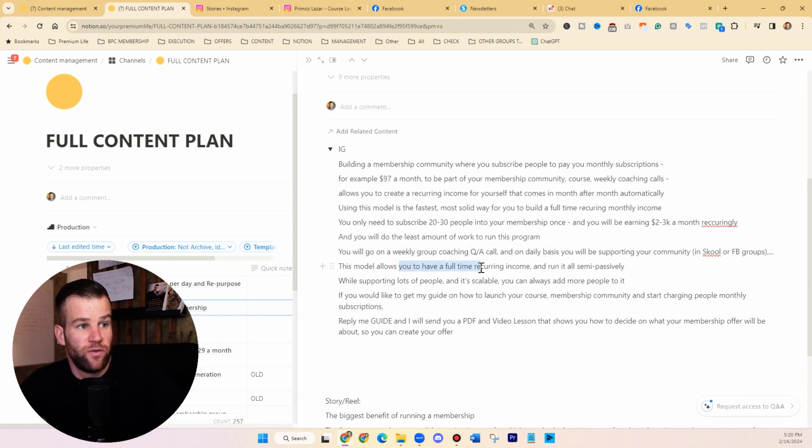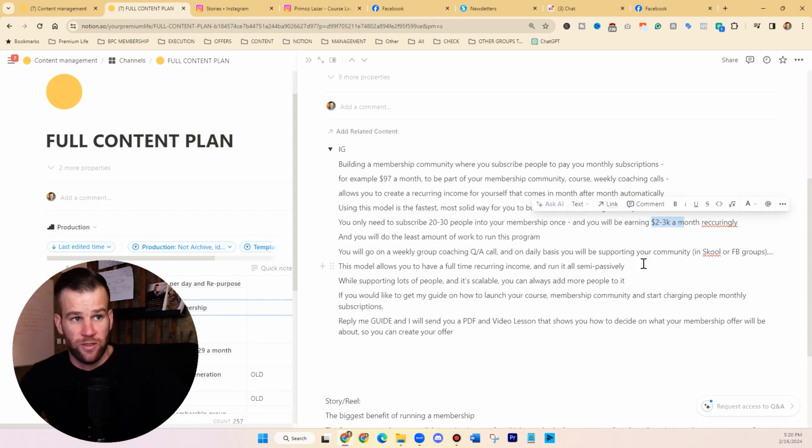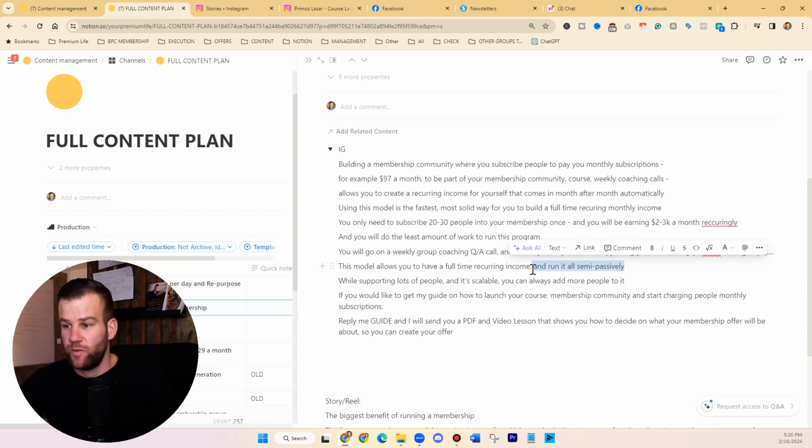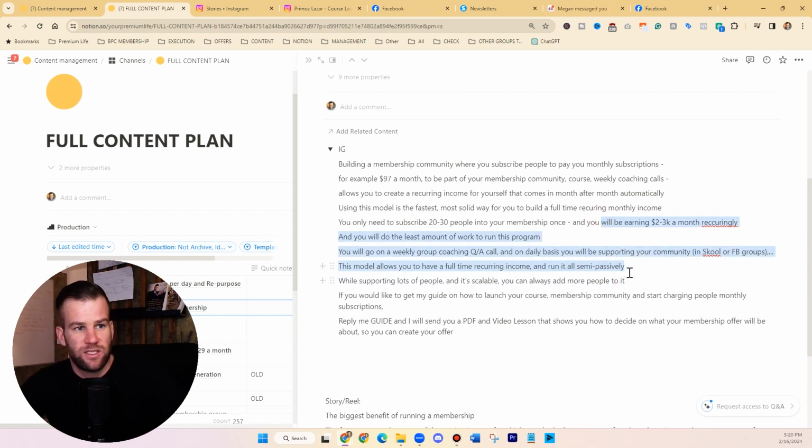This model allows you to have a full-time recurring income and run it all semi-passively, right? You could be making 2, 3, 4, 5, 6, 7K if you had 50 people paying you $100 a month, and you would be running this semi-passively, which means you just go on 1 or 2 weekly group coaching calls, and then daily, in half an hour or so, you engage with everyone in the community, and you create content pieces anyway and send them out to your community. In 2 hours per day you can be running a full-time salary for yourself while you're supporting lots of people, and it's scalable, so you can always add more people to it, and expand from 10, 20, 30 to 50 to hundreds even later, right?